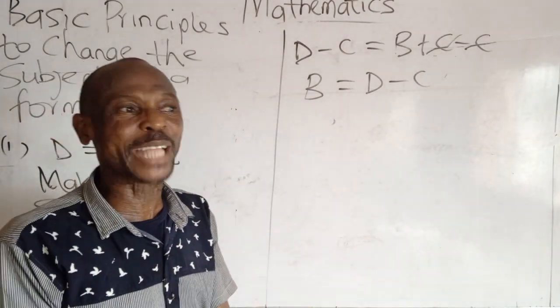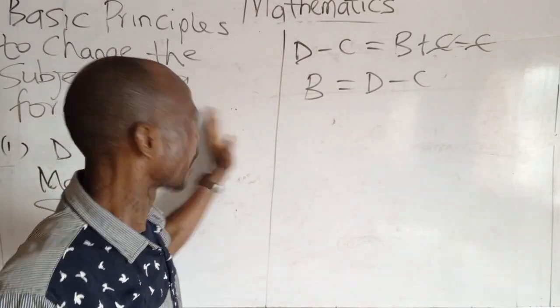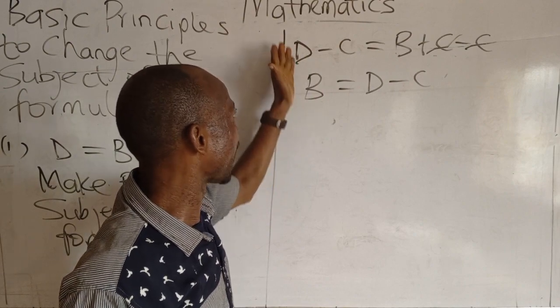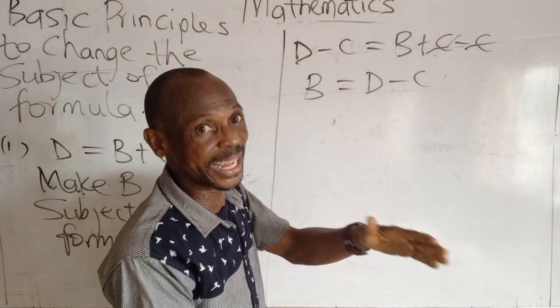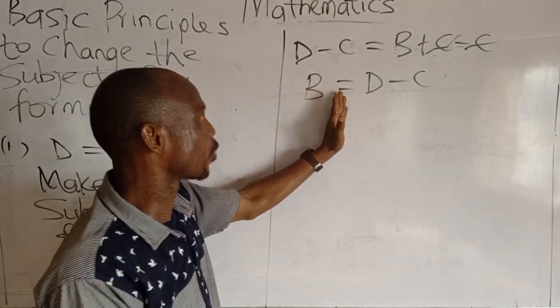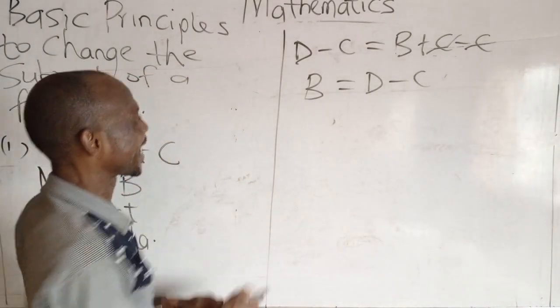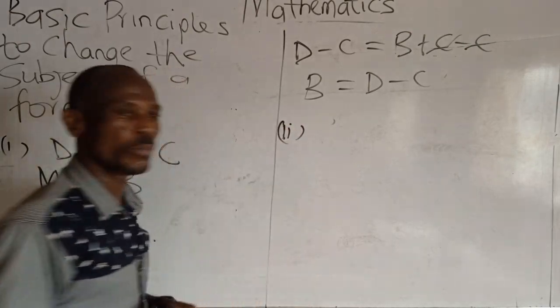Conventionally, the subject of a formula, we usually put it at the left hand side. You can see that is why I now place the B here. So when we say D minus C is equal to B, it's the same thing as saying B is equal to D minus C. We're going to take another as a second principle.